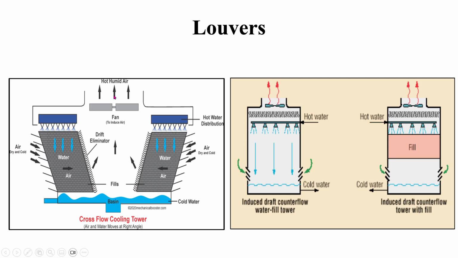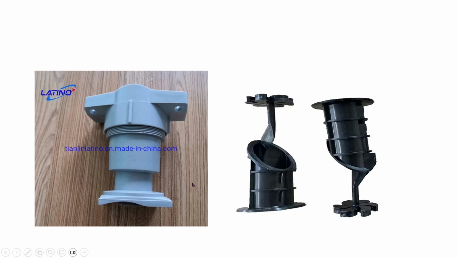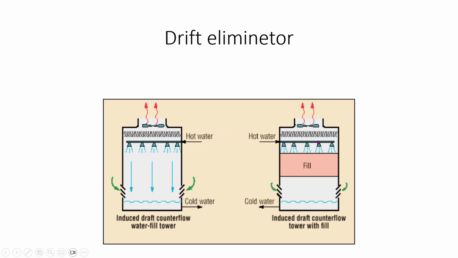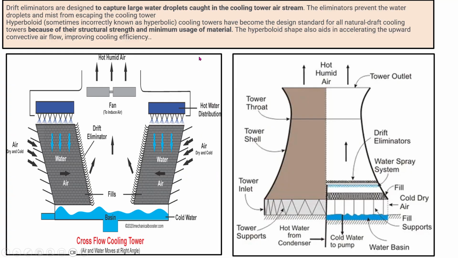The next is louvers position. I have already discussed throughout the width, throughout the height, and for cross flow and counter flow, it is at the bottom. Then nozzles also we have discussed. This is the drift eliminator location I have already discussed. Drift eliminators are designed to capture the large water droplets caught in the cooling tower air stream. When the air stream passes through this drift eliminator, it will catch them, preventing water droplets and mist from escaping the cooling tower.